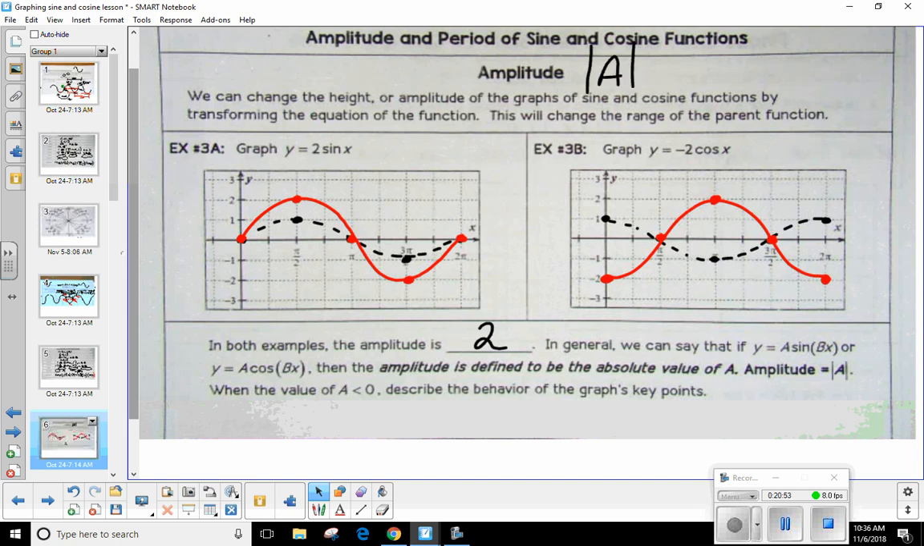Okay. Now, there's one exception, of course. When the value of a is less than 0, that means when it's negative, that's just going to result in a reflection. Remember, the negative's one job when you transform is to reflect. Does anybody know, here the negative was outside, so it reflected it with respect to the x-axis? How could I reflect a graph with the y?